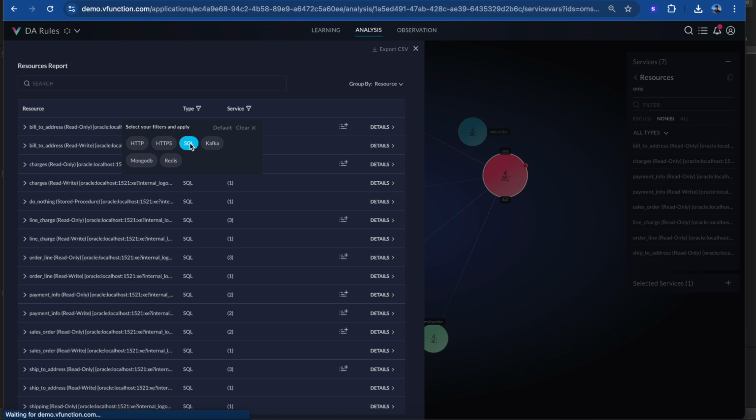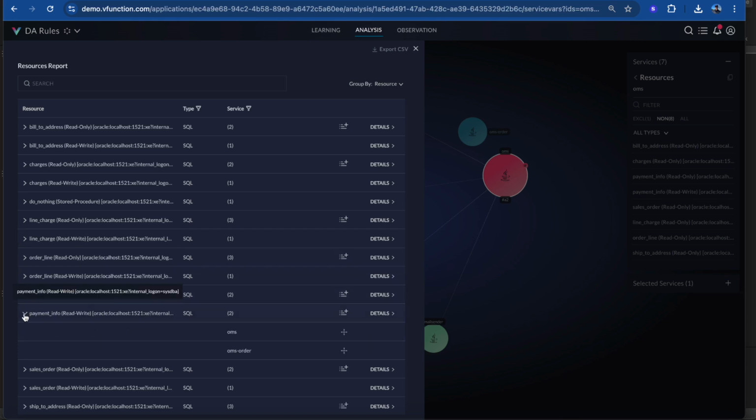If I focus, for example, on database tables, I can see for each database table which services are accessing it, and I see that some have multiple services. So, for example, this database table, the payment info table, is being accessed by 2 services. And indeed, I see the ONS service and the ONS order service, and we know that the ONS service is red. So indeed, it is accessing the same database tables with other services.